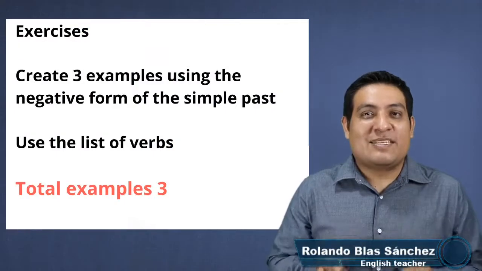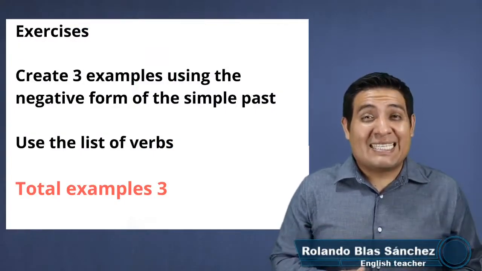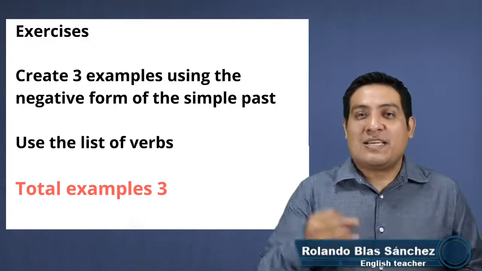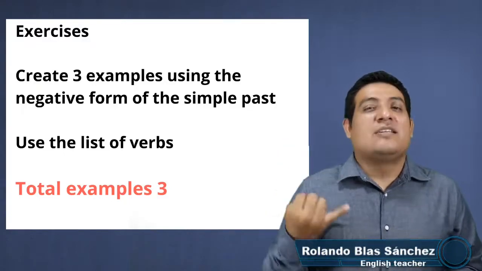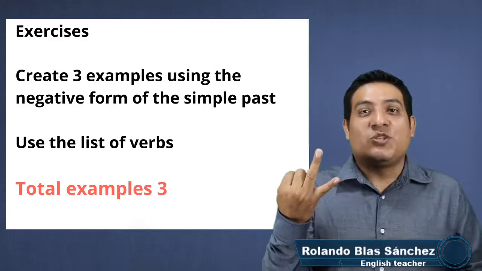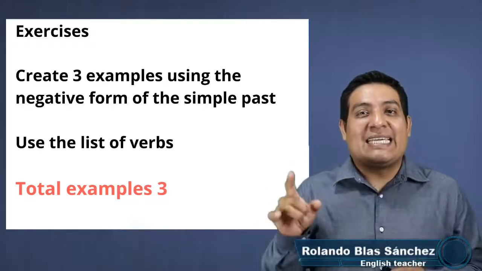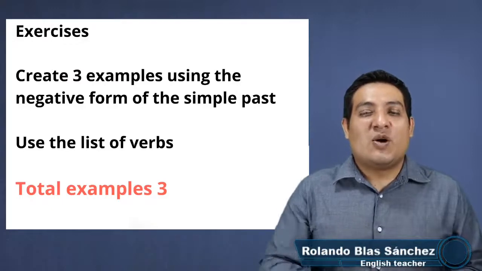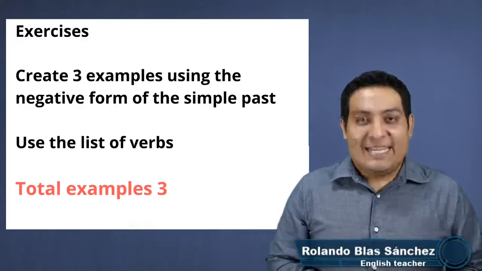In this activity, you're going to use sentences in negative form. And remember, you will have to use the auxiliary did, the word not, and you have to eliminate the ed ending of the verb. In total, you're going to write only 3 examples in negative form.